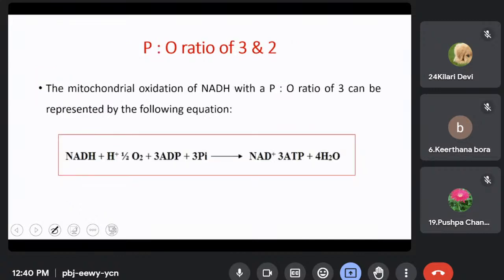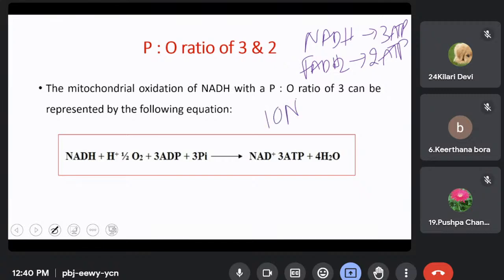Okay, so the P/O ratio can be 3 or 2. For NADH, the P/O ratio is 3. That means when NADH is getting oxidized, it produces 3 ATP. For FADH2, the P/O ratio is 2. That means the number of ATP produced is 2 ATP. So if you have 10 NADH produced during the Krebs cycle and glycolysis, how many? 30 ATP are produced. Okay.